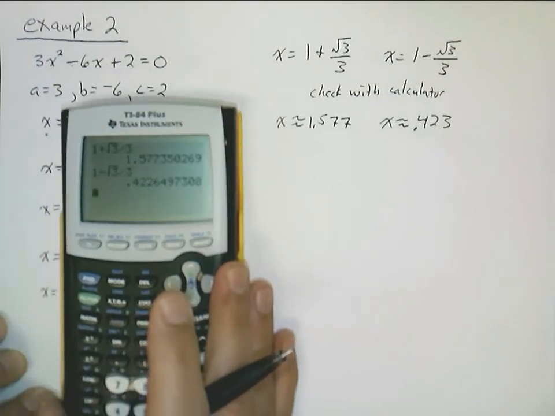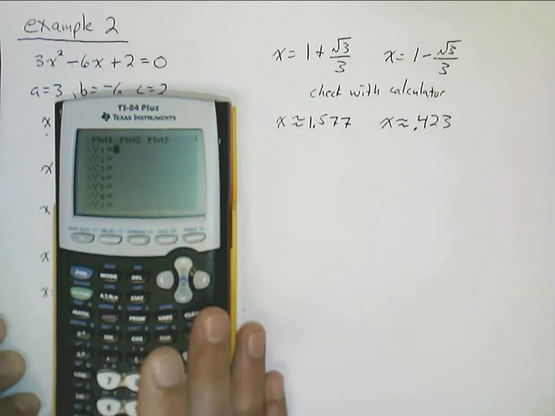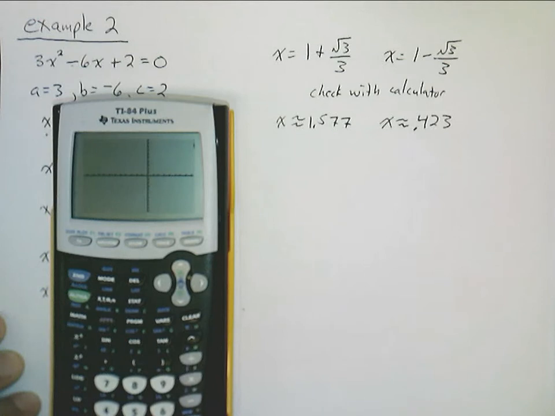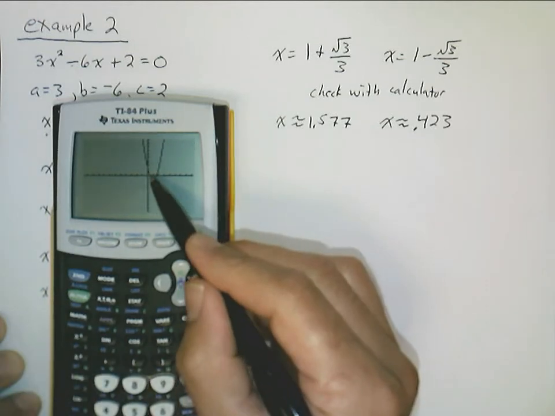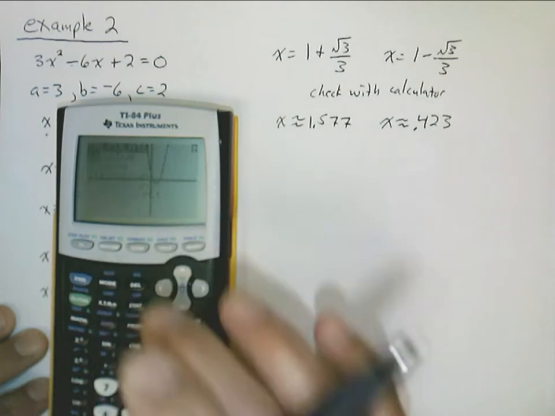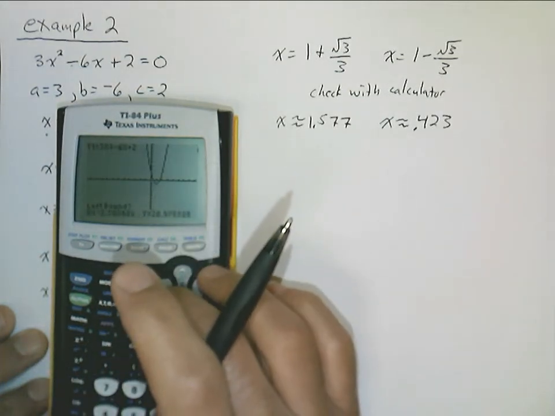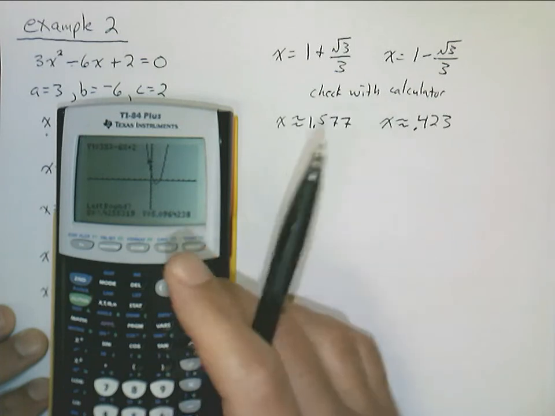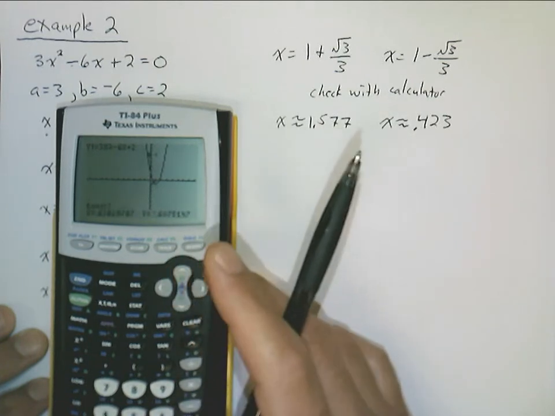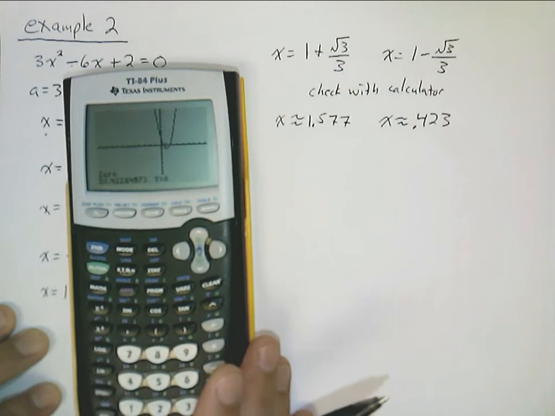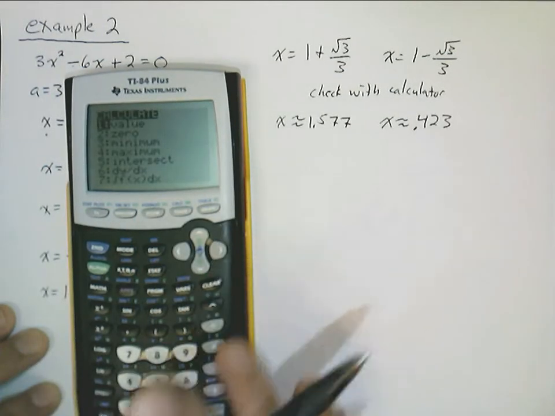And then we just look at the graph here. Y equals, we'll graph 3 times x squared minus 6x plus 2. Graph that. And there we see our two x-intercepts. Those are the solutions to the equation, because that's when the y equals 0. And so calculate the zeros here. Let's see here, where is my cursor? There it is. Now we're left of the leftmost one. Enter. Make sure we're right of it. And there's our 0.427. Solution. Let's calculate the other 0.